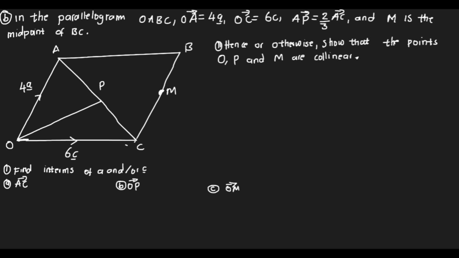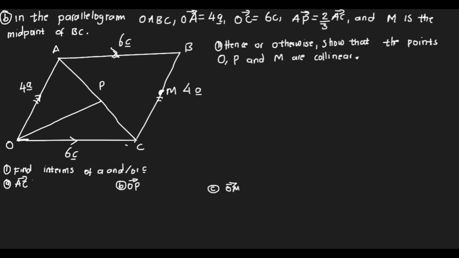So now let's look at the polygon that we have. So this is a parallelogram. So parallelogram, this means this line is also equal. Even here we have vector 6c. Then CB is equal to OA. So this vector and these are equal. So even here we have vector 4a.